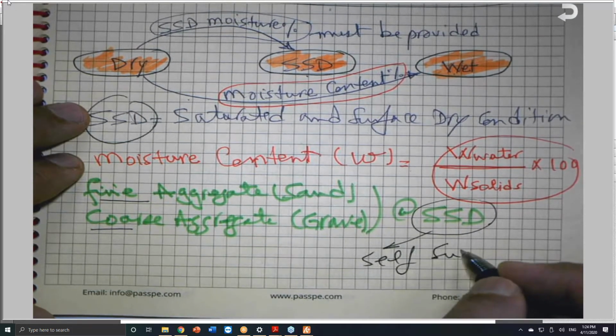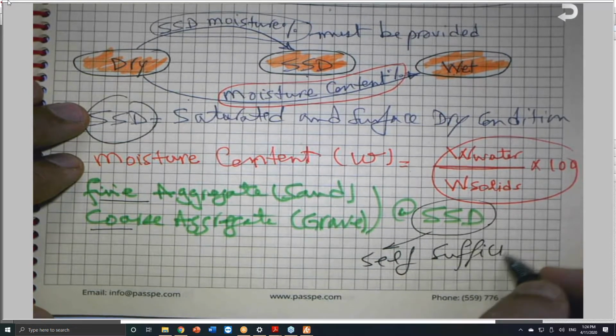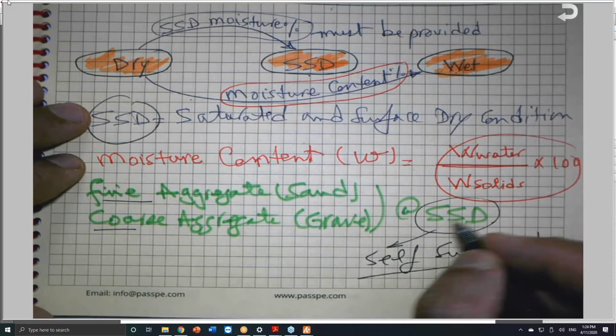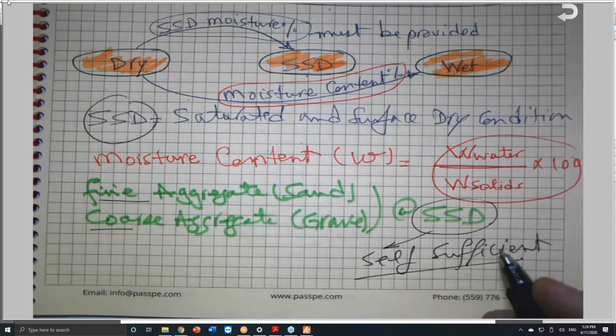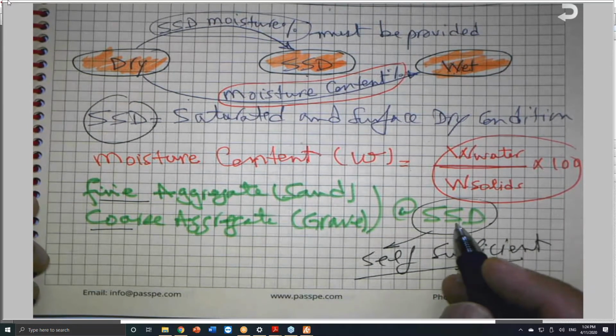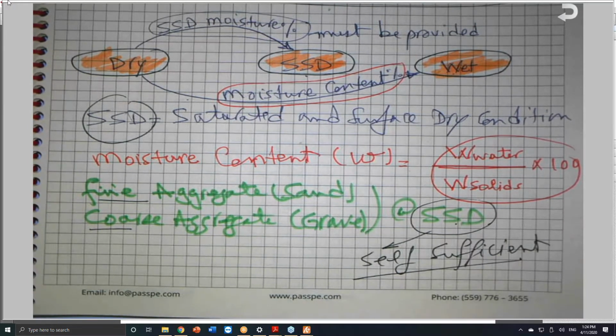Self-sufficient. Saturated, that means that it will not absorb water. And the surface is dry, so it will not give. This is what is meant.